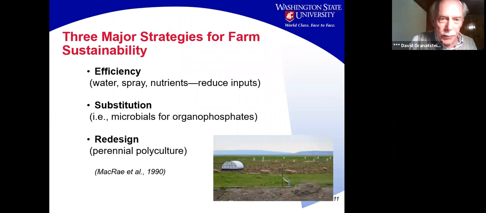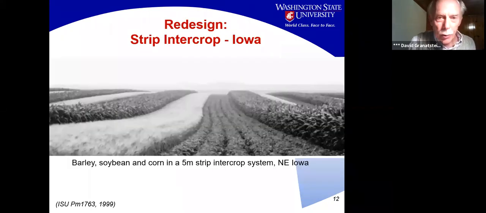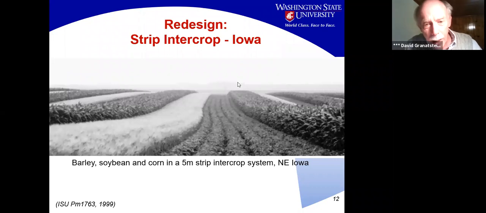Okay, so we were talking about these 3 principles or 3 strategies for sustainability that feed into agroecology. And I was mentioning this redesign idea. Here's a great example from Iowa, where typically you grow a large field of corn and next to it you grow a large field of soybeans, and maybe you rotate between them from one year to the next. But they've looked at what happens if we move to this strip system.